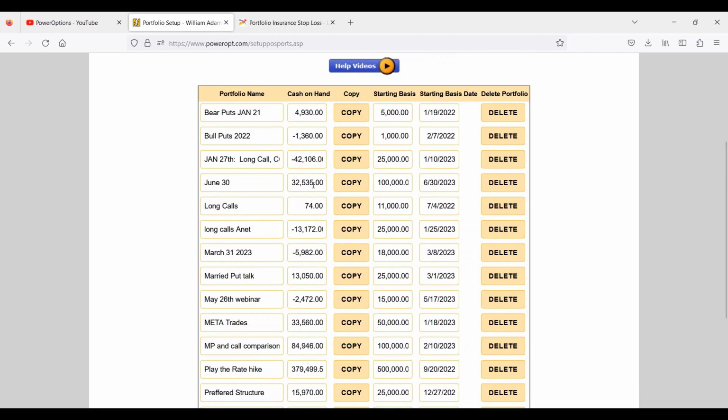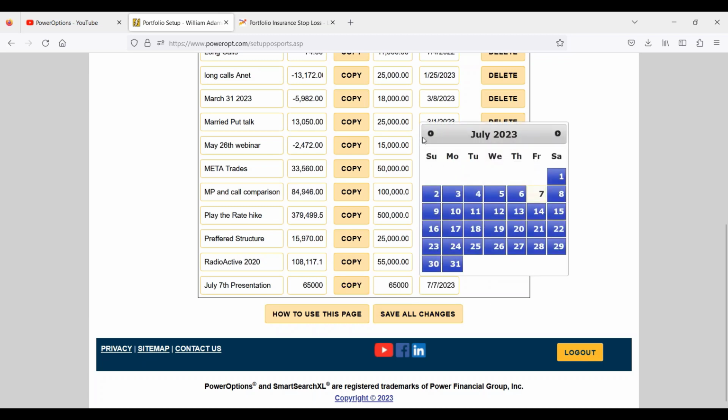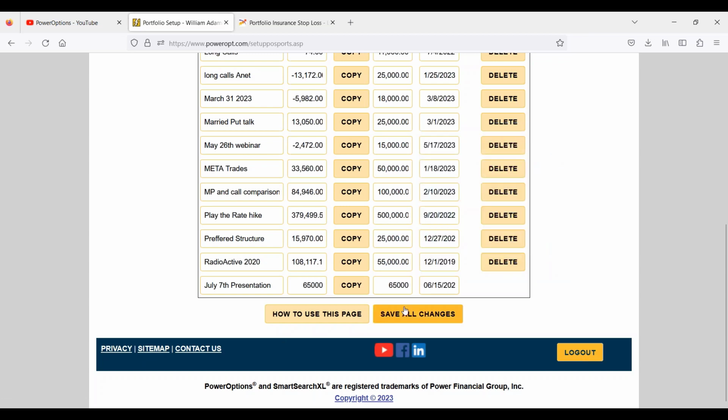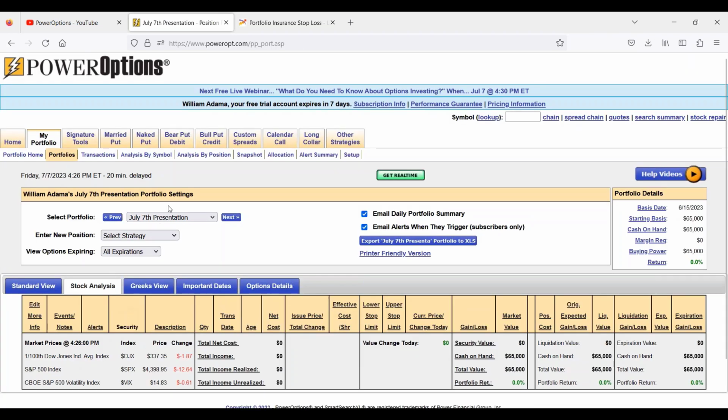So what I'm going to do is start off with a cash on hand of $65,000, and I'm going to copy that directly over to the starting basis. And let's just go back in time and say that we created this portfolio on June 15th. All right, so I save all changes. Now if I go into the main portfolio view, where we track and manage our positions, it'll link me directly to that new July 7th presentation.